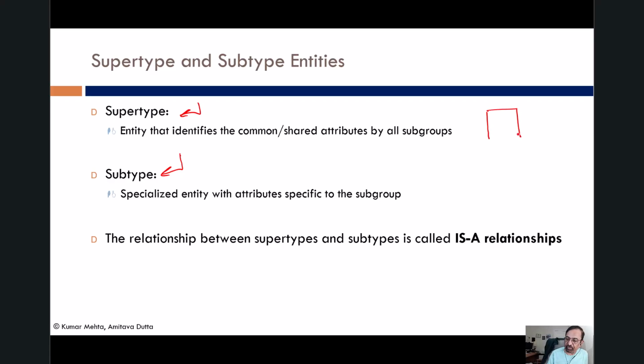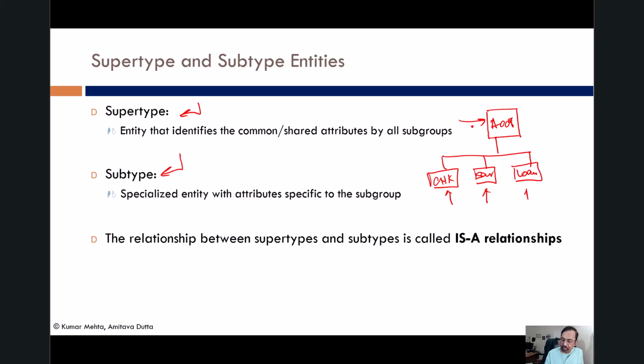The picture that we had, for instance, we had account on top, and then we had three different types. We had checking, we had savings, and we had loan. So these three are the subtypes, and this one is the supertype. The common attributes when grouped together, that's the supertype, and the specialized subgroups are the subtypes.